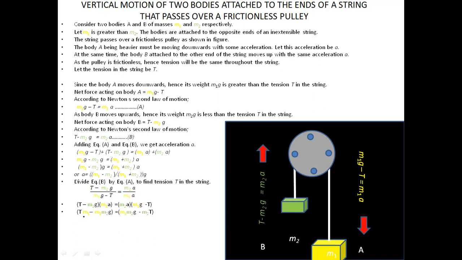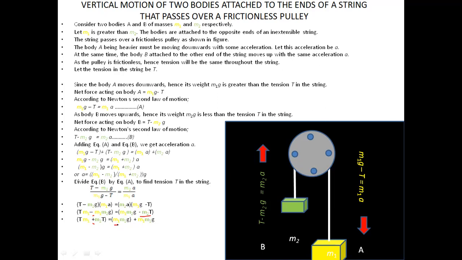So first of all, we multiply T into M1 minus M1 M2 into G is equal to M1 M2 G minus M2 T. Now taking T to one side of the equation and taking M1 M2 G to the other side of the equation, that means we are going to solve it. So it will be T into M1 plus M2 into T, because this minus sign when it goes to the other side it will be plus, whereas this negative sign when it goes to the other side it will be M1 M2G plus M1 M2G.